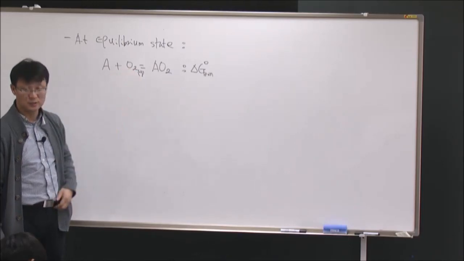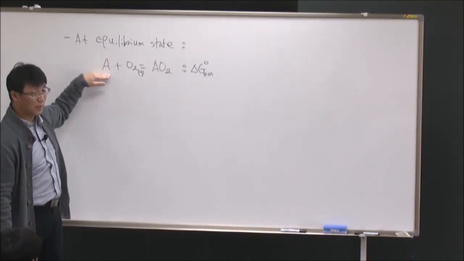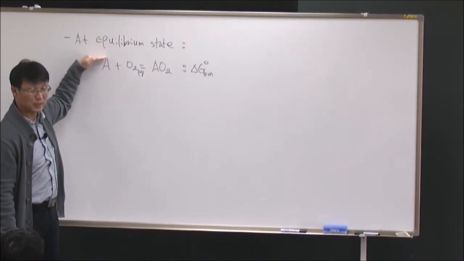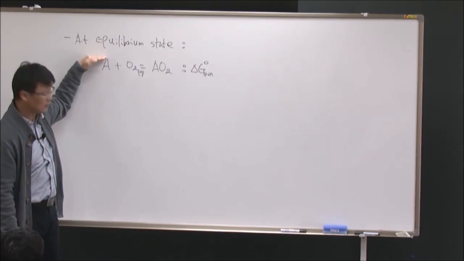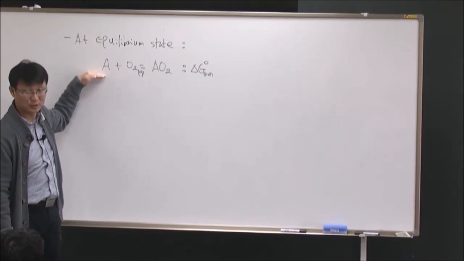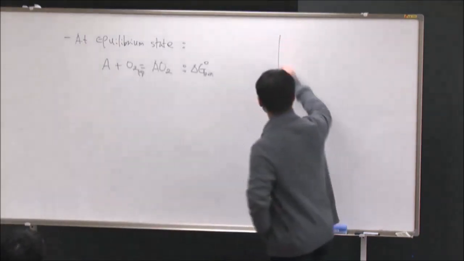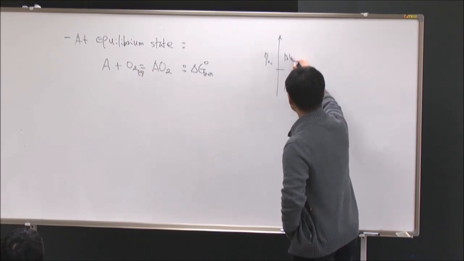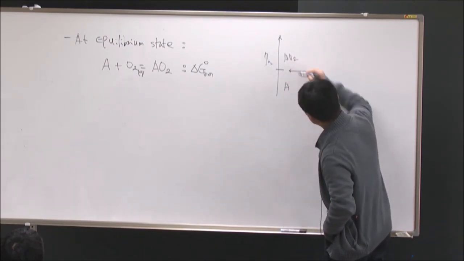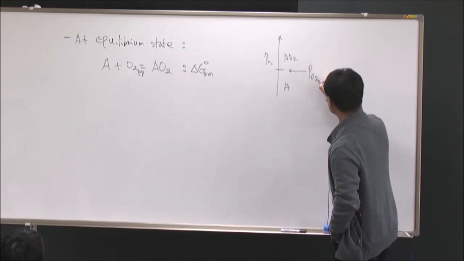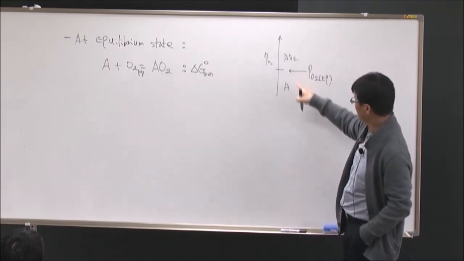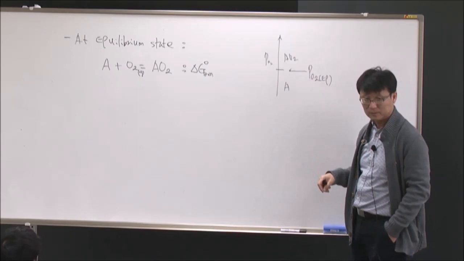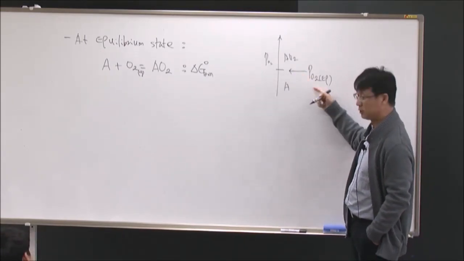That's equilibrium state. So at equilibrium state, we have A metal almost going to make A oxide, and also A oxide is almost reduced to the metal. That's the equilibrium state. So in terms of, for example, this is PO2, this is A and this is AO2. So if this is PO2 at equilibrium state, at this point, it means A and AO2 can exist together. Okay? So this value is very important.